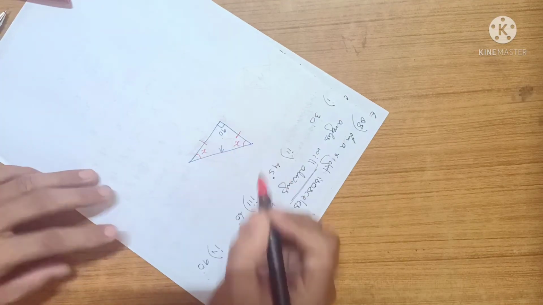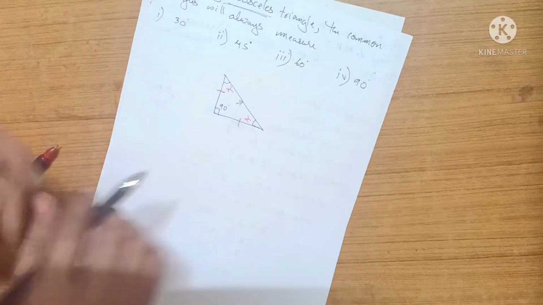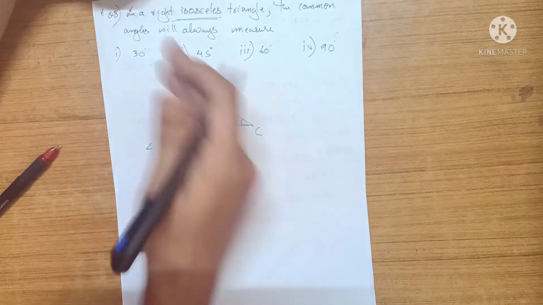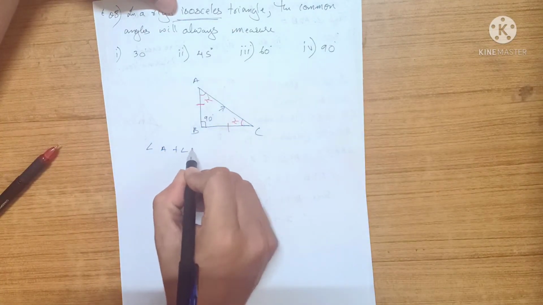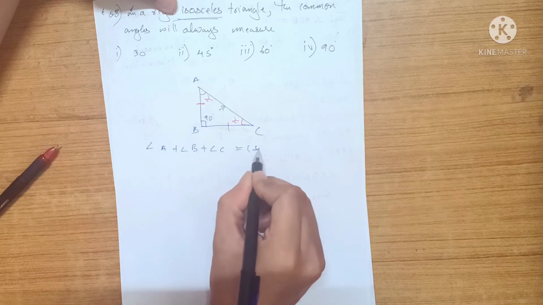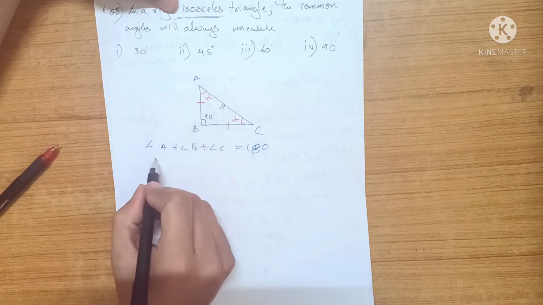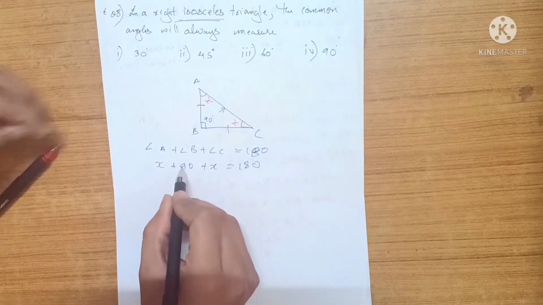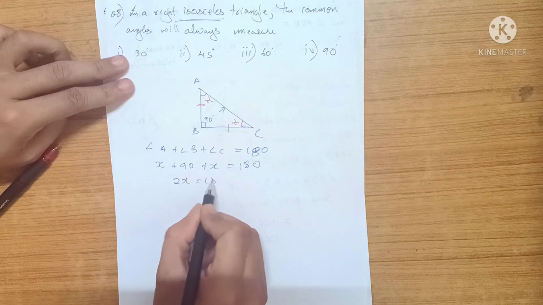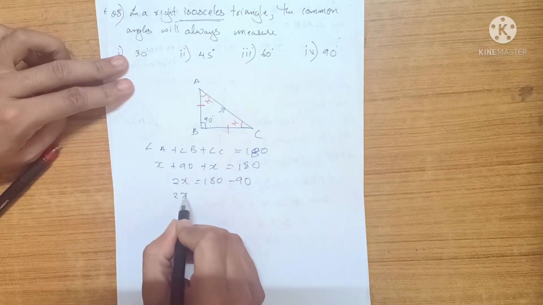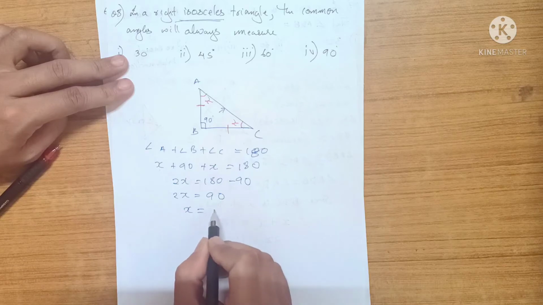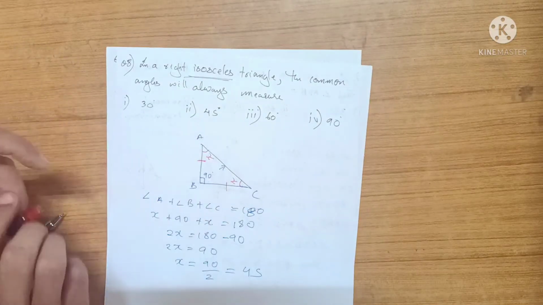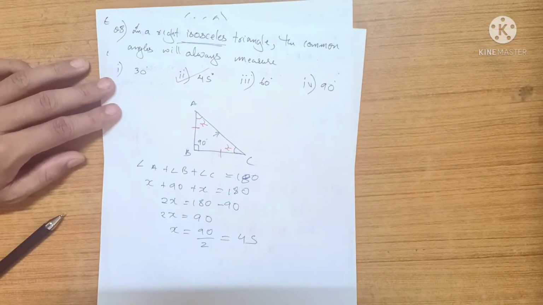So if I take this as x and this as x, and we calculate this angle, say this is ABC, we can name anything because they did not say the name. Angle A plus angle B plus angle C equal to 180 degrees, right? So A is x, B is 90, C is also x. So 2x equal to 90, x equal to 90 divided by 2 is 45. So this is the correct answer. Okay.